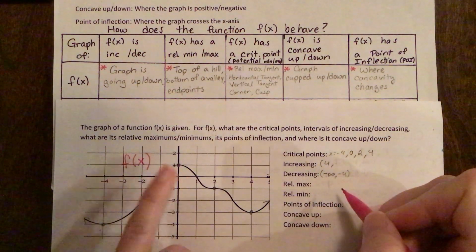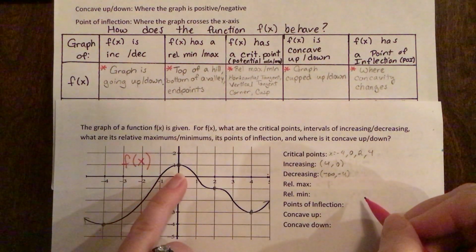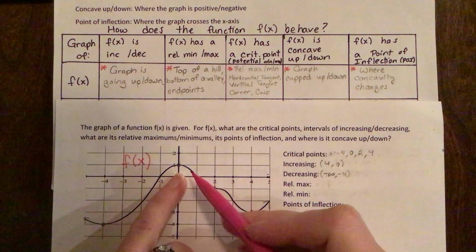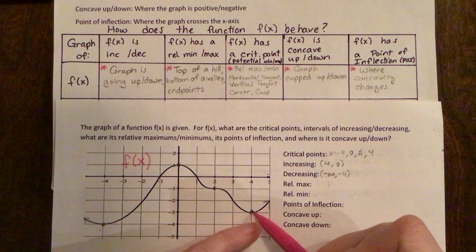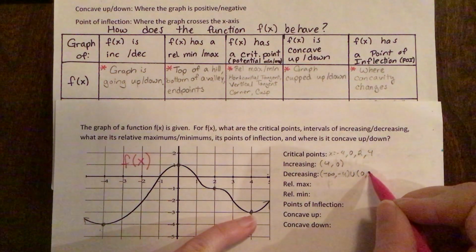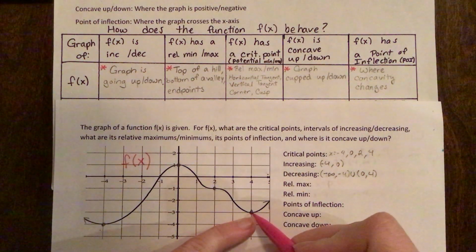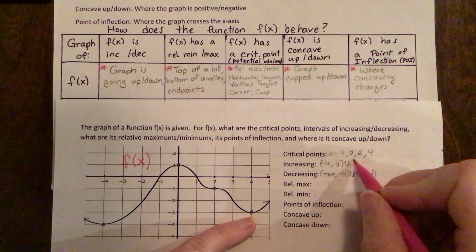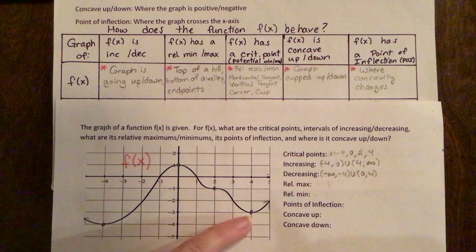Then from -4 to 0, we are increasing again. -4 to 0, because it's the x value, not the y value that we care about. Then from x equals 0 all the way to x equals 4, we are decreasing. 0 to 4, so that's negative. And then from 4 to infinity, we are increasing again. There it is.